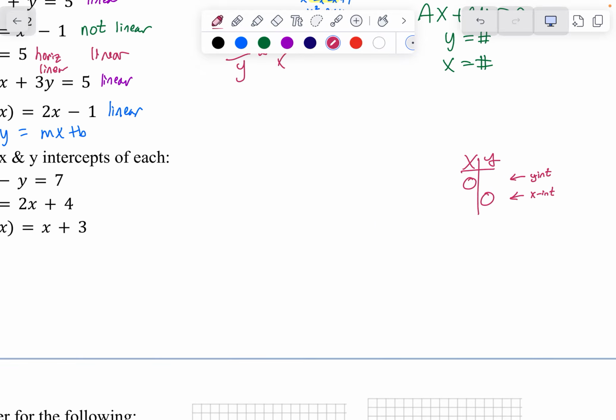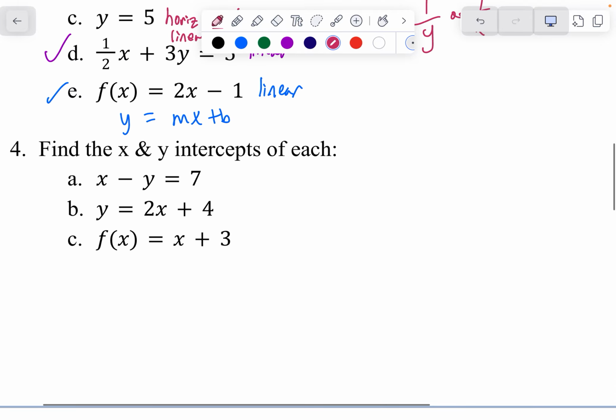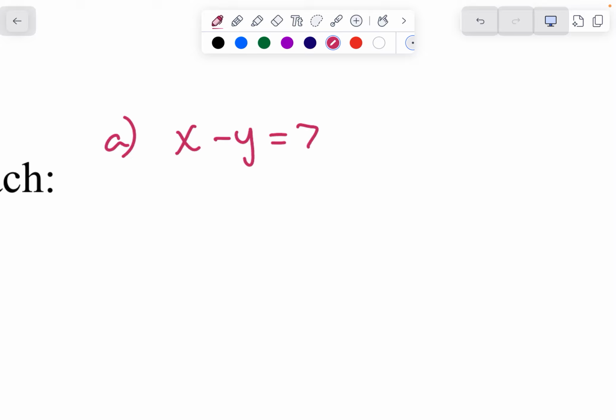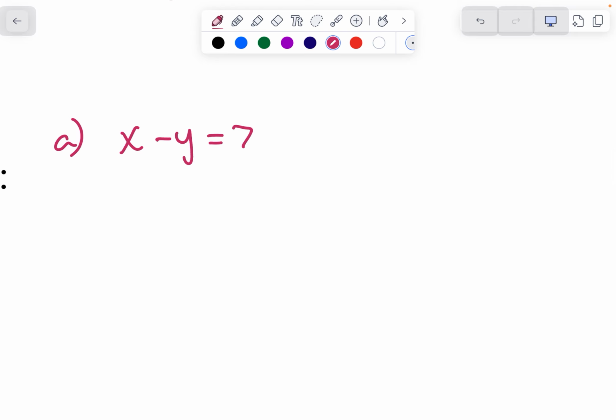So let's do our first one here. Let's do A. X minus y equals 7. Okay. So what we're going to do is make a little chart to the side. We're going to put a 0 for x. We're going to put a 0 for y. Now, the first one here is our y-intercept, so you'll notice we're letting x equal 0. So we're going to take out the x, and we're going to replace it with 0. Now, when we replace it with 0, it's really not there. If you add 0 to anything, it's just that thing.